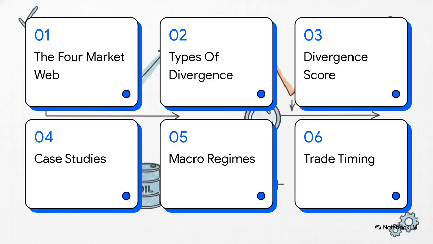So, here's our game plan for this masterclass. We'll build out the 4-market framework, break down the different types of divergence, show you how to calculate your daily divergence score, run through a live case study, talk macro regimes, and then finally, we'll nail down your trade timing. Let's get right into it.